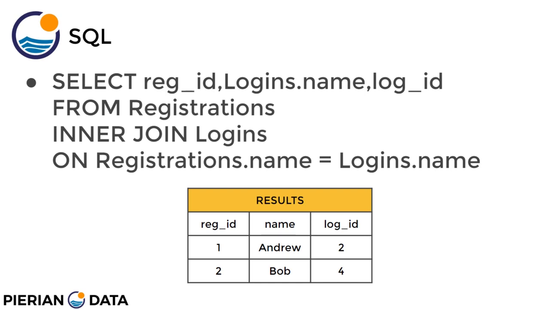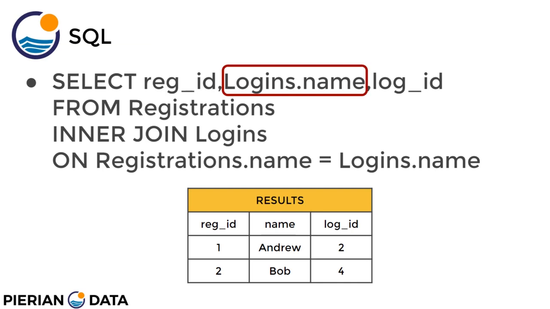So here I'm saying select registration ID, logins.name, then login ID from registrations inner join logins on registrations.name equals logins.name. So you might be wondering, why did I have to specify logins.name instead of just saying name? Well, the reason for that is because name existed in both tables. So we had both tables share a column name, which means if I'm selecting something after a join, I should specify what table I'm referring to in regards to the name column.